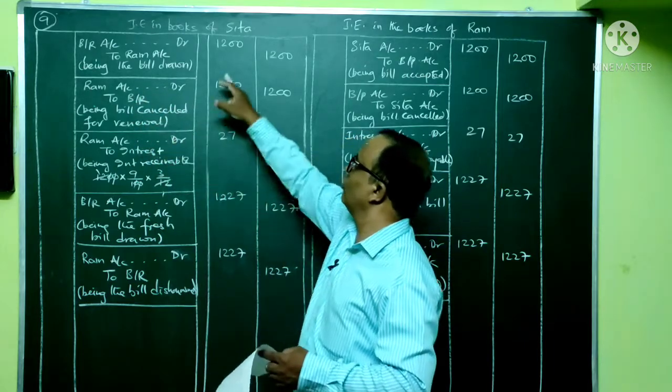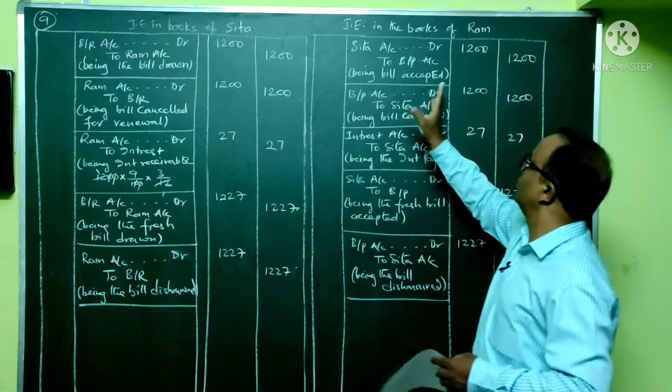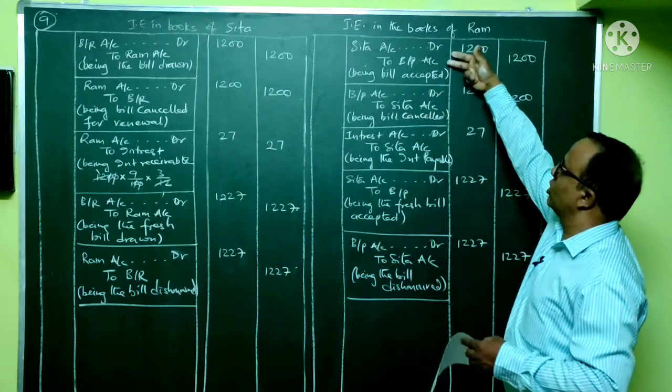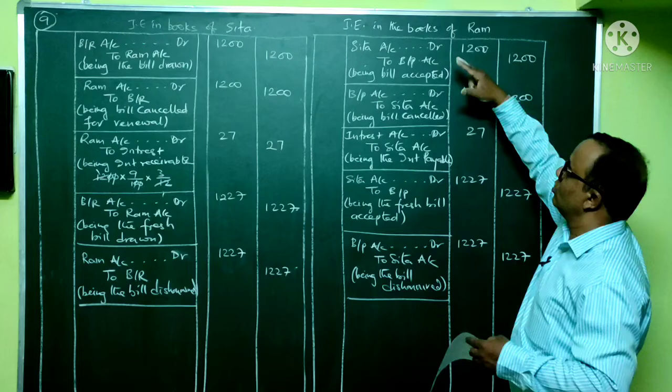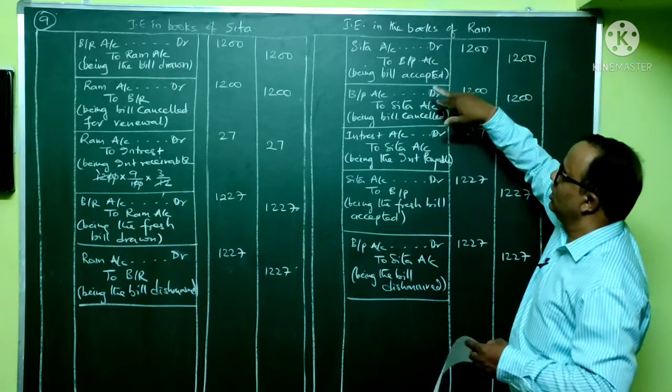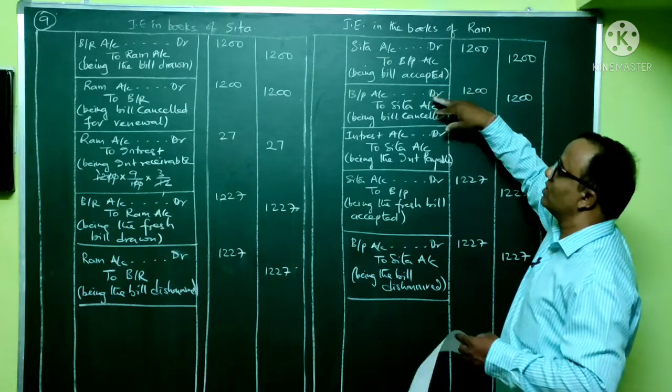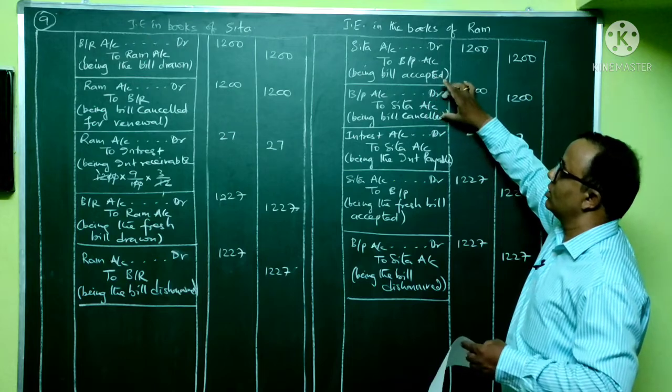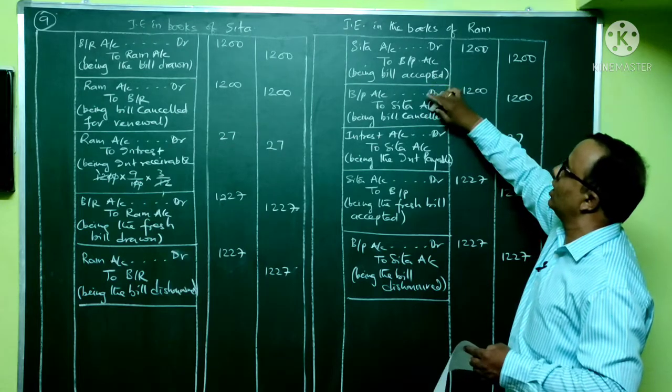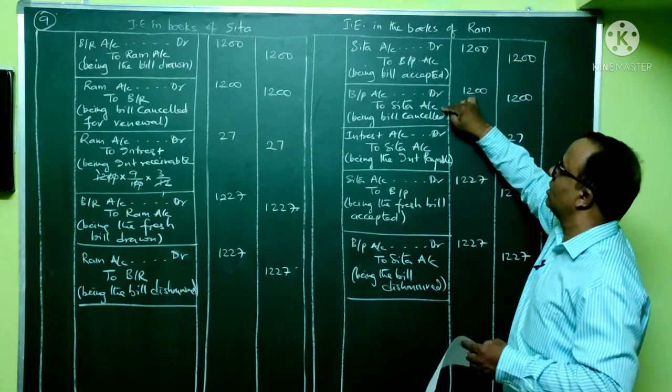Bills Receivable 1200 rupees. Whereas in the books of Ram, this bill which he has accepted, to cancel this entry, we are supposed to reverse it. In other words, this is the dishonor entry he is writing: Bills Payable Account Dr. to Sita. Okay, in the books of Ram, this is the entry.